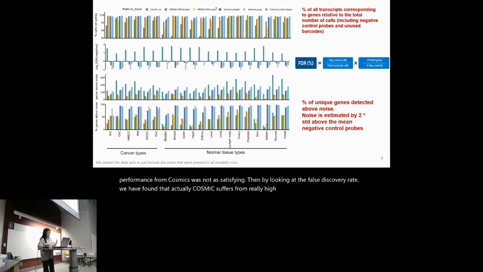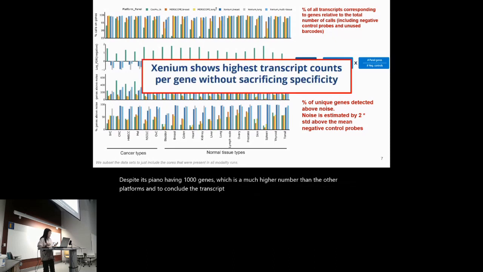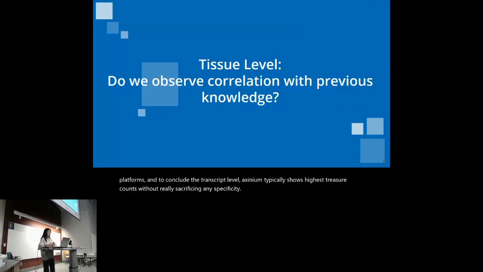And lastly, by evaluating the number of genes reliably detected by calculating the percent gene above noise, we can conclude that CosMx has a low number of genes above noise, high FDR, and in consequence, low specificity, despite its panel having 1,000 genes, which is a much higher number than the other platforms. And to conclude the transcript level, Xenium typically shows the highest transcript counts without really sacrificing any specificity. Then moving on to the tissue level.